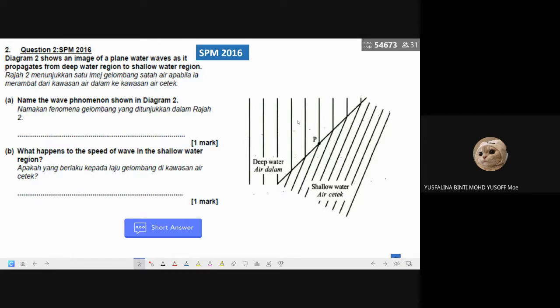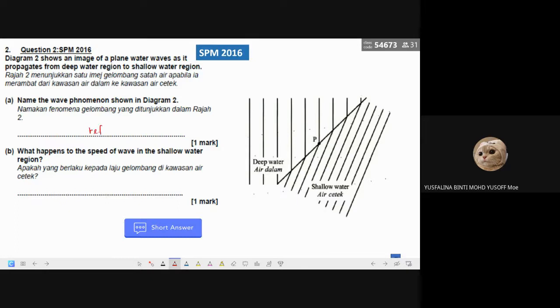You have to remember, when they ask about the wave phenomenon, there are 4 wave phenomena that you learn. Now you have only learned reflection and refraction. The other 2 are diffraction and interference. So if they ask what the wave phenomenon is, you have to give one of these 4: reflection, refraction, diffraction, and interference. For this one, the answer is refraction.